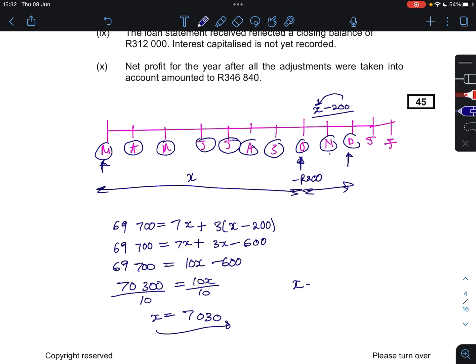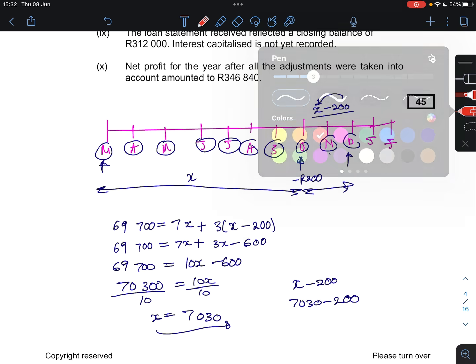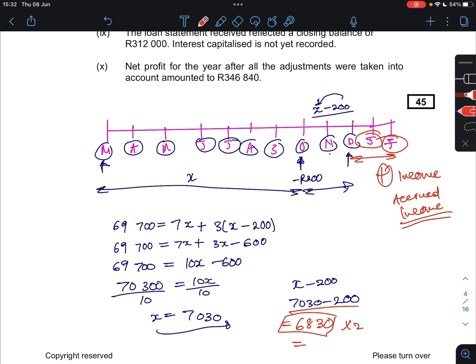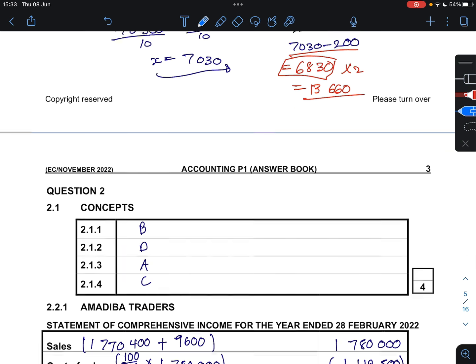But we want X minus 200, which is 7,030 minus 200, because remember now, coming to this, we haven't received any rent income for Jan and Feb. That is why we need to include this in our income statement, because it is accrued income. Okay, so 7,030 minus 200, that's 6,830, and we are supposed to receive this for 2 months, times 2, which is 13,660.